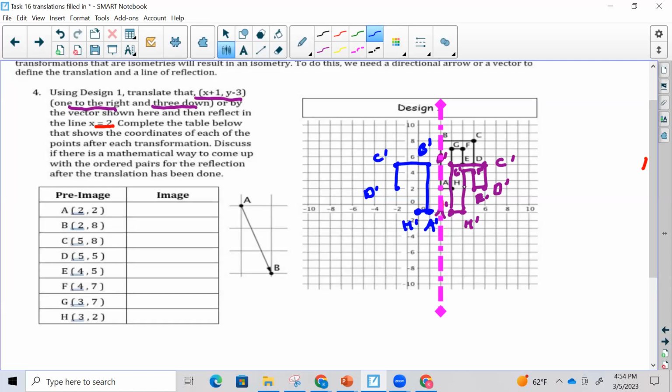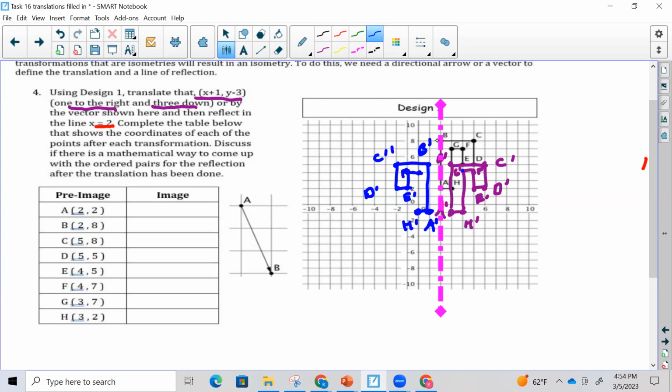Okay, E prime is 1, 2, 3, and then I can count 1, 2, 3 on the other side. And then F prime is 1, 2, 3 as well. So I'm going to count 1, 2, 3 to get my F prime. G prime is here, and that's 1, 2 from the line. So 1, 2. So this is my G prime.